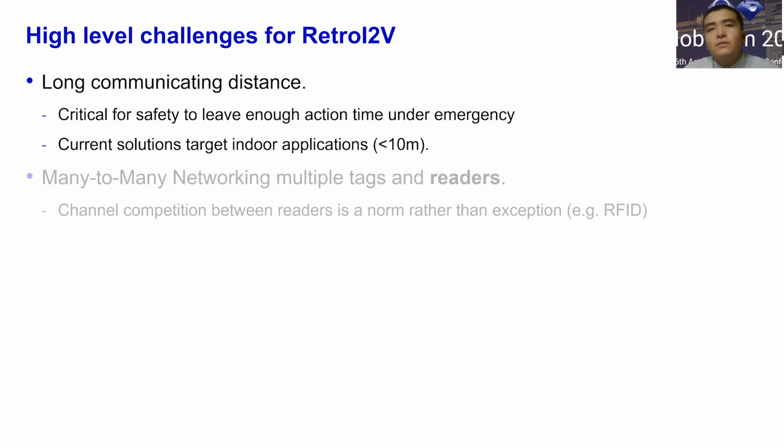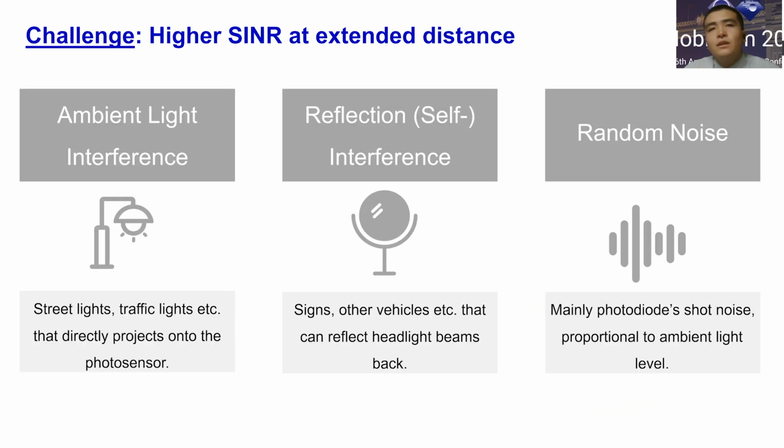However, there are still two challenges ahead of us. The first challenge is how to achieve long communication distance. This is critical for road safety because it allows to discover the emergency early and to leave enough time for action. But current visible light solutions only target indoor applications and have very short communication range.